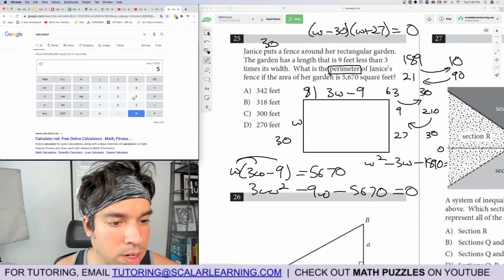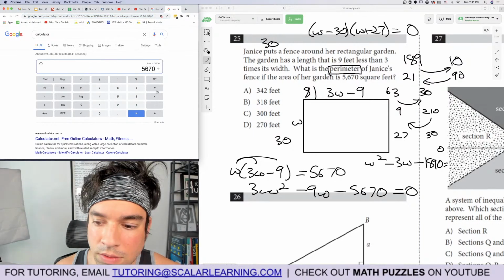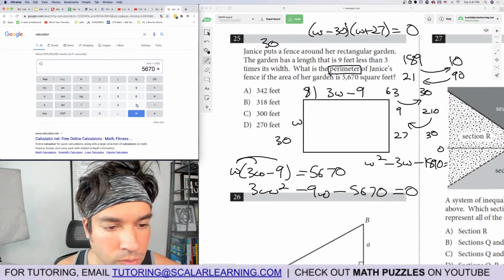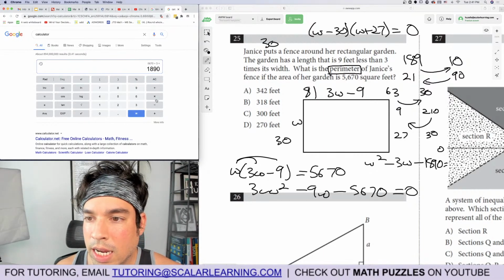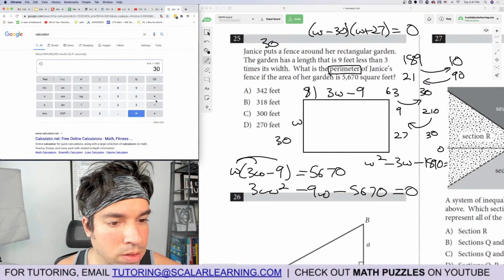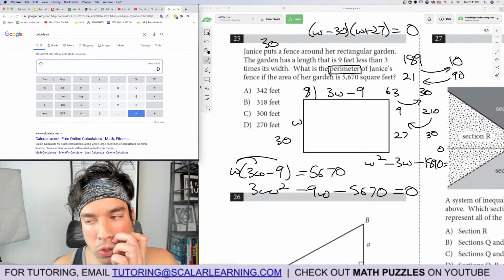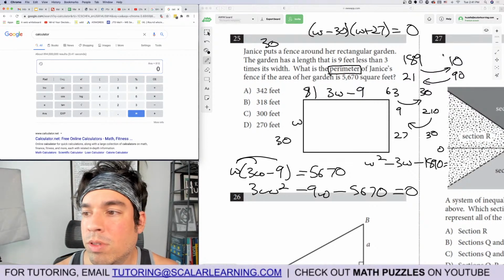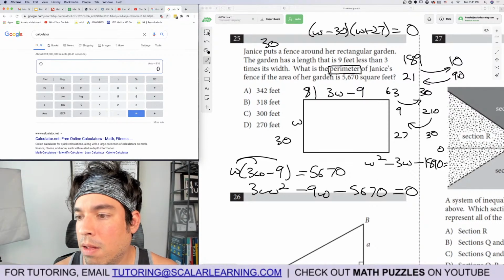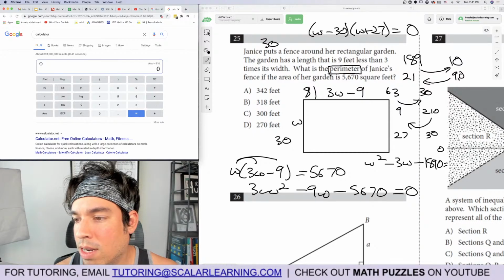Let me try it again. 5670 divided by 3 is that. And then I got 1890, and then I said 30. Maybe that was wrong. What did I do wrong? Okay, so I messed up in the factoring. Whoopsies. All right, so 1890 and 10. So then that became, I divided this by 9, and I got 21 and 90. Then I shot a 3 over, and I got, divided by 3 is 30 and 63.